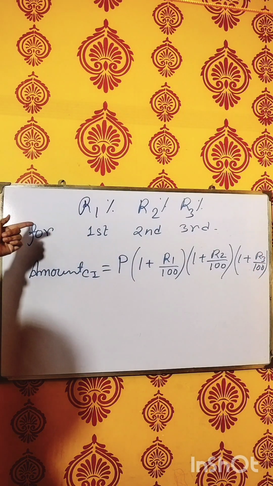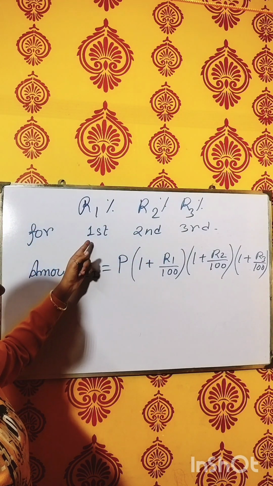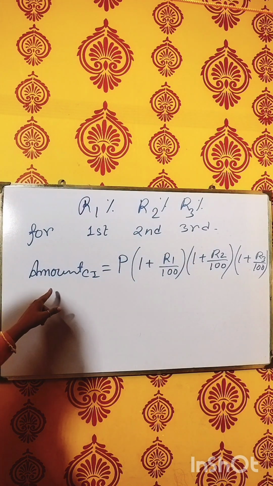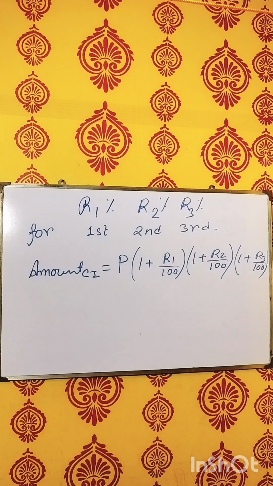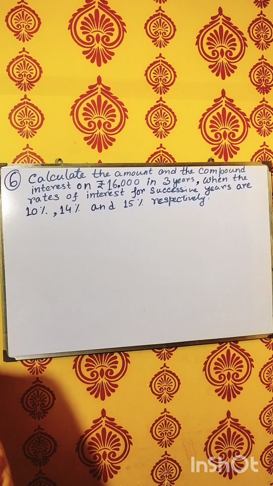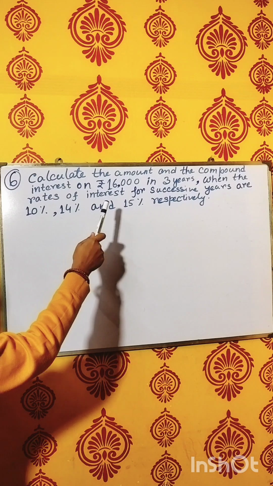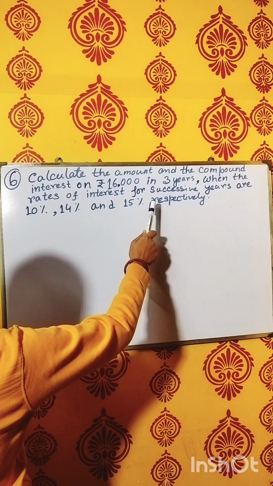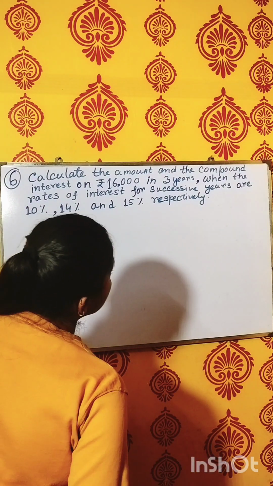As the rates of interest change for the successive years, that means first year, second year and third year, therefore the amount in CI will be this. Okay, let's apply it in the sums. In this sum, we can see that they have said: calculate the amount and the compound interest on rupees 16,000 in 3 years when the rates of interest for successive years are 10 percent, 14 percent and 15 percent respectively.